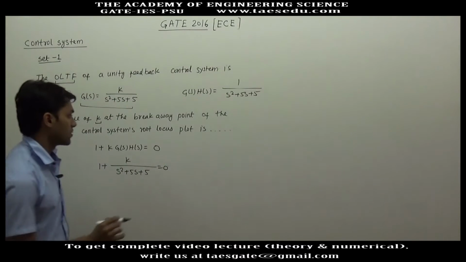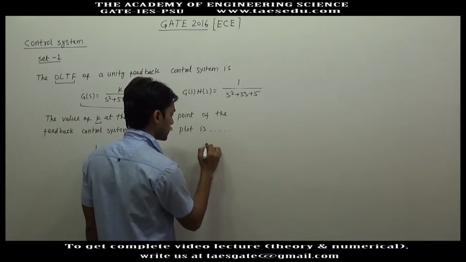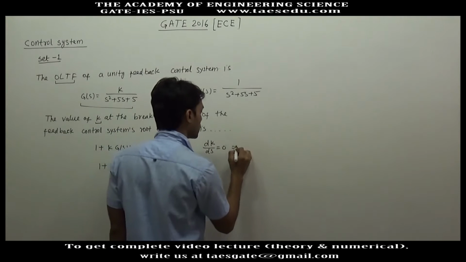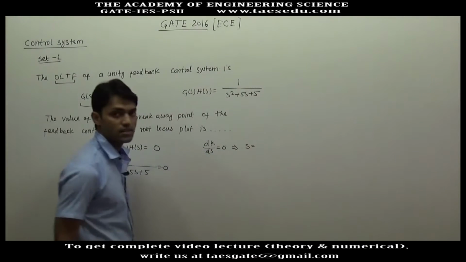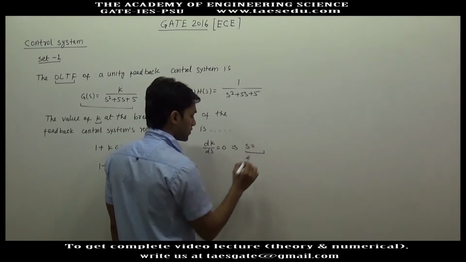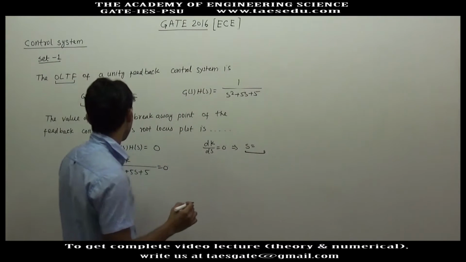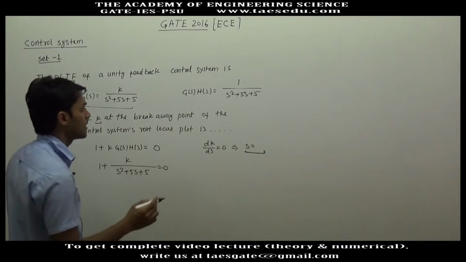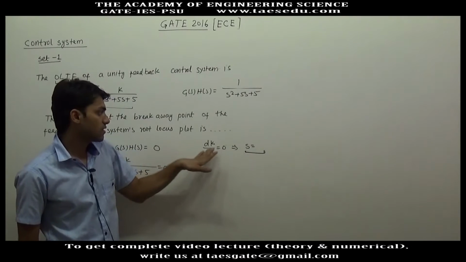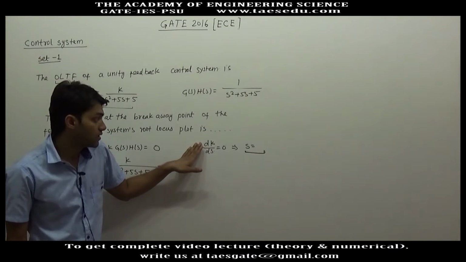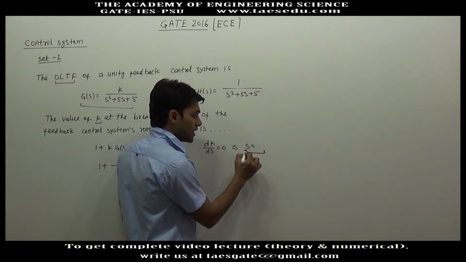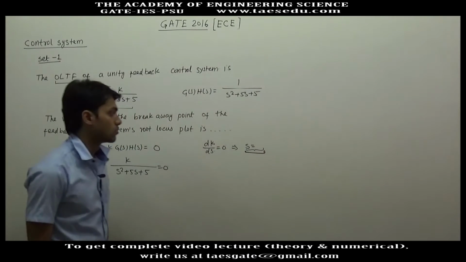To find out the breakaway point, we do dK by ds equal to 0. This way we will find out the value of s at the breakaway. Then we have the value of s and we have the relationship between K and s. So using that value of s, we can find out the value of K, but we have to confirm that that value of s lies on the root locus.